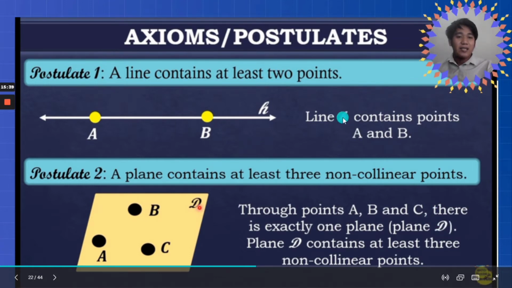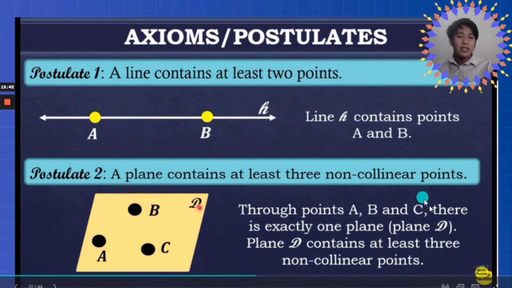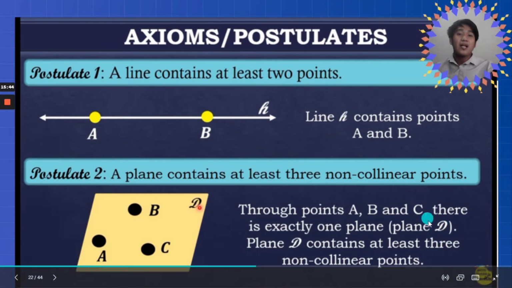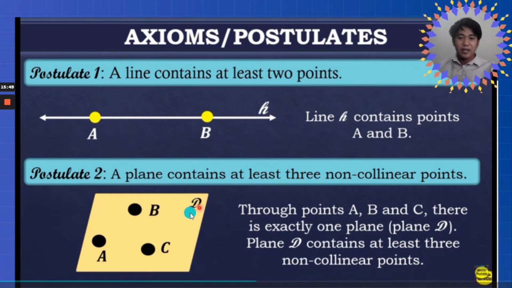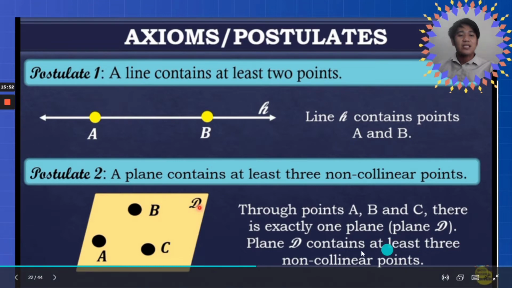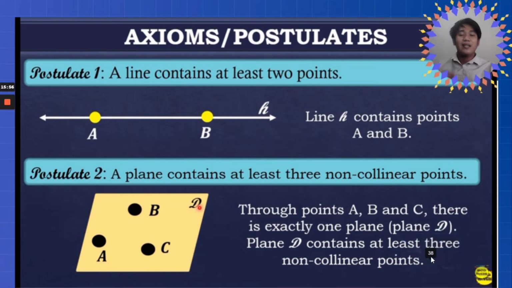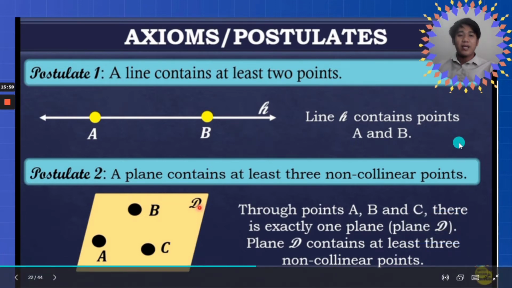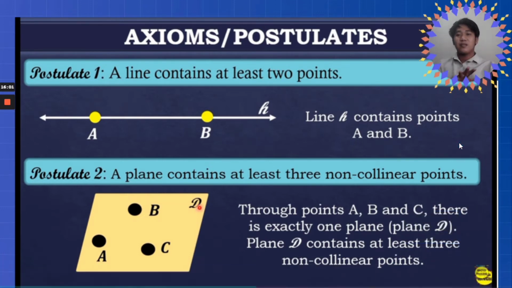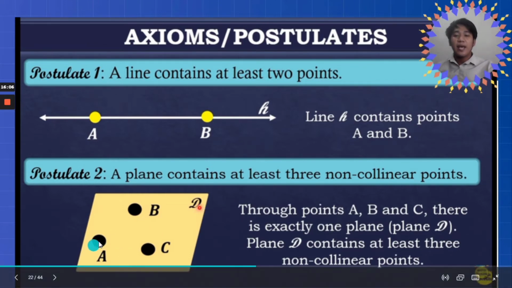How do we name a plane? For a line, we use a small cursive letter. For the plane, a capital cursive letter. Plane D, here it is. Plane D contains at least 3 non-collinear points. That's a must. We need at least 3 non-collinear points to name it as a plane. Aside from naming it as capital cursive P, we can also name it as plane ABC. Again, plane ABC. Let's continue.